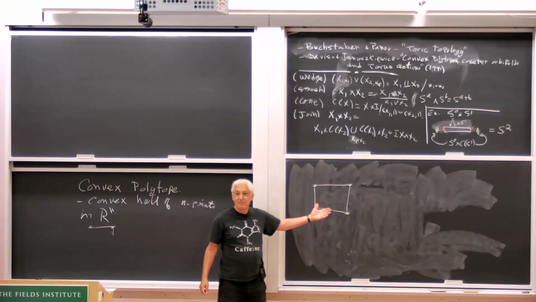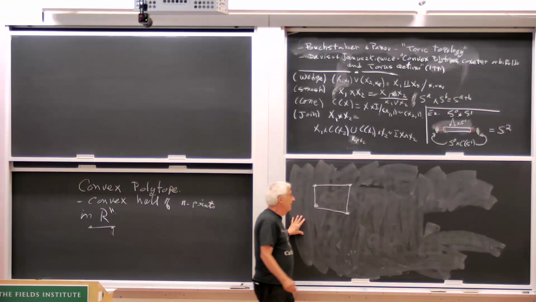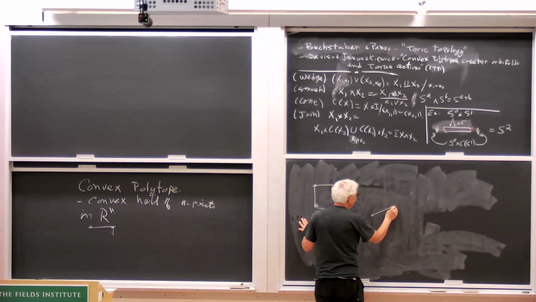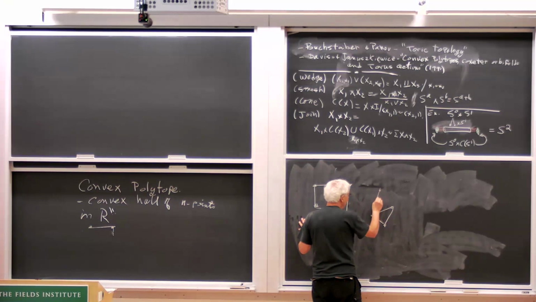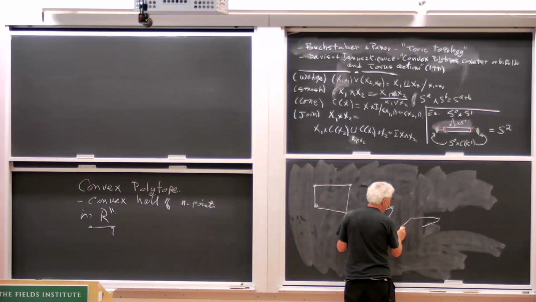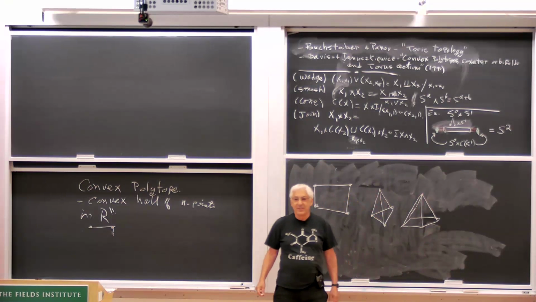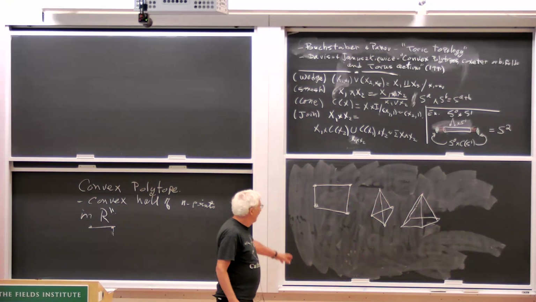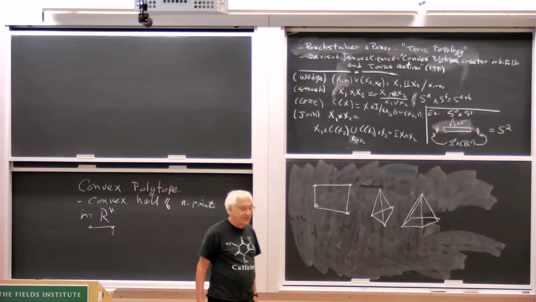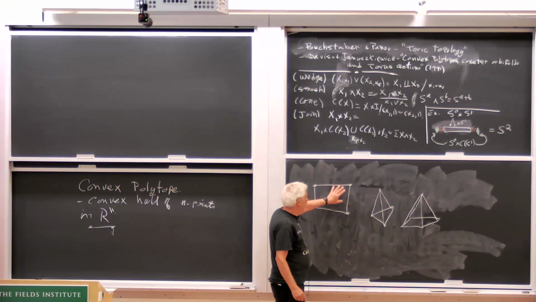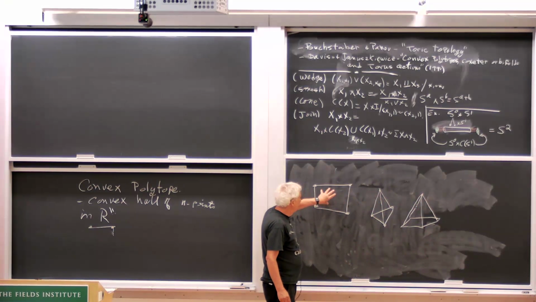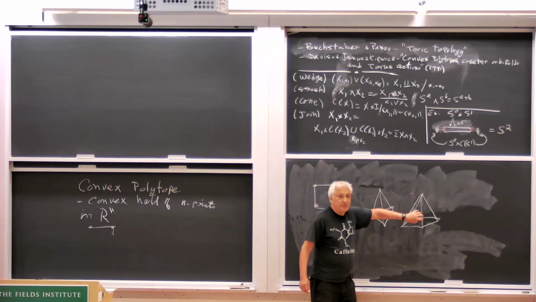So for example, there is our simplest convex polytope, the square. And I'll try to draw another one, a tetrahedron. My drawing skills are not very good, but that's the best I can do. So there are some examples of convex polytopes. The dimension of the polytope is the ambient dimension. This is two-dimensional, and these are three-dimensional gadgets.